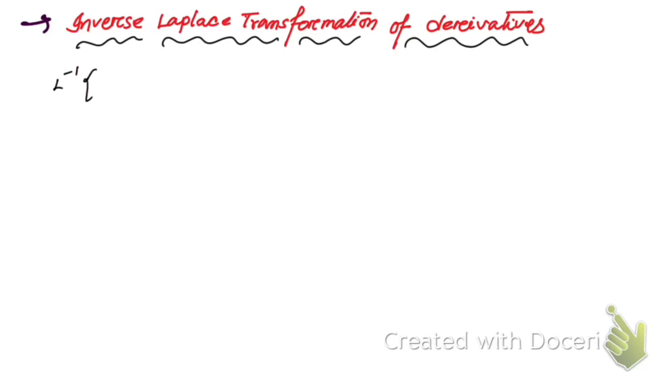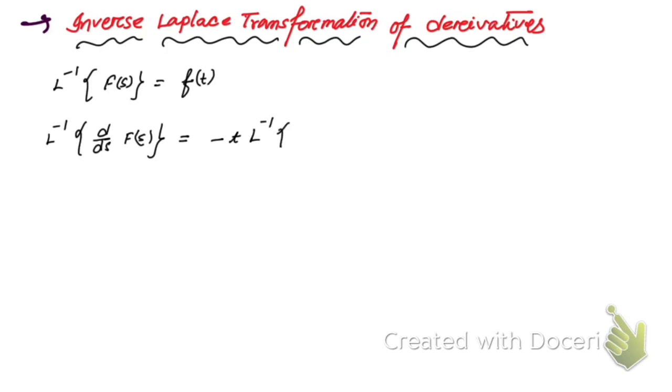If the inverse Laplace transformation of F of s is f of t, this is a function of t, then the inverse Laplace transformation of the derivative of F of s is given by minus t into the inverse Laplace transformation of F of s, and the inverse Laplace transformation of F of s is nothing but f of t. Let me write this properly, f of t.